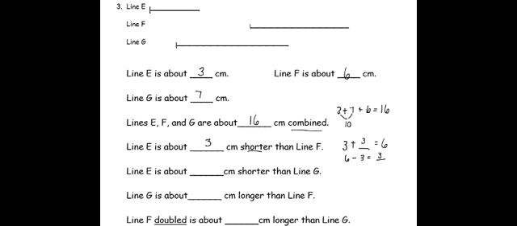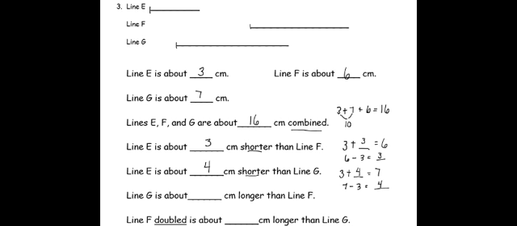Here it says line E is about blank centimeters shorter than line G. And again, line E is 3 centimeters and line G is 7 centimeters. We could use the same process here. I could start by counting on, since line E is 3 centimeters, then how many centimeters would I need to equal line G? Or turn it into a subtraction problem. 7 minus 3 would tell me how much shorter line E is compared to G. In this case, both answers would be 4 centimeters.